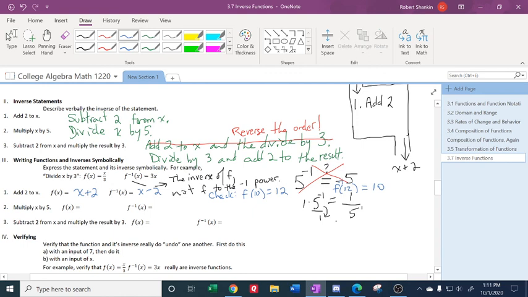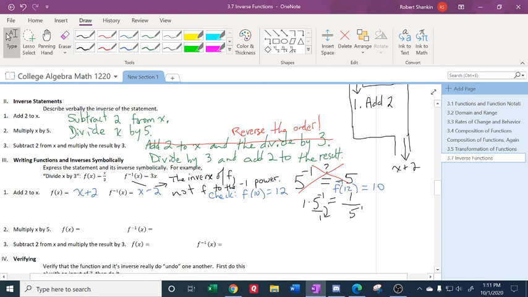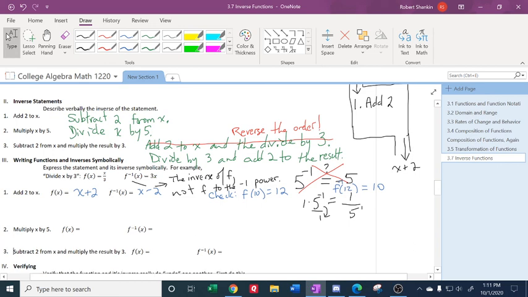F inverse of 12. Okay. So let me get a little more space in between these things, so I don't run into the space problem again this next time. All right.